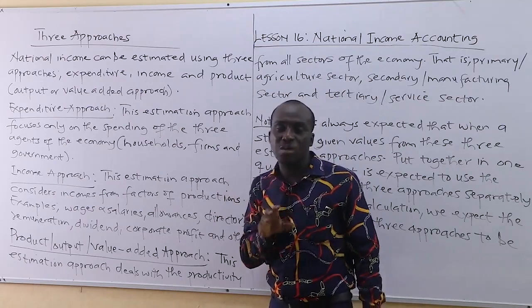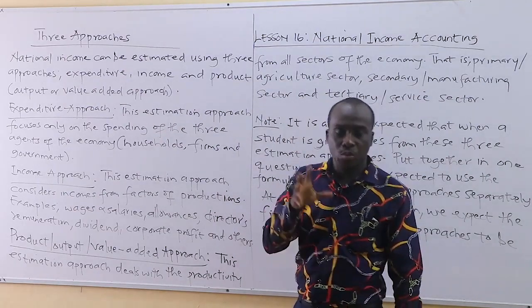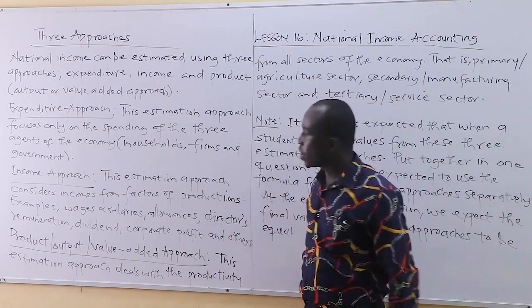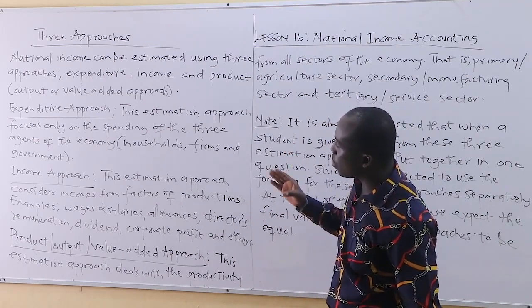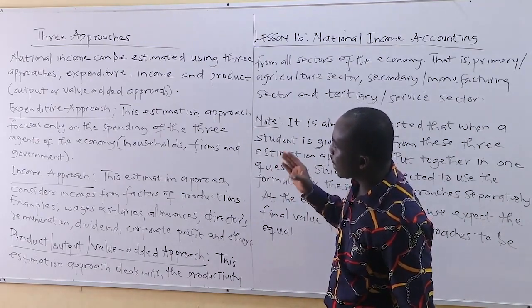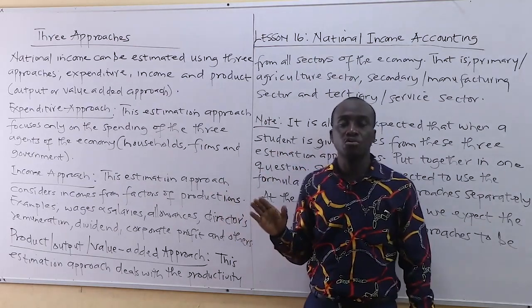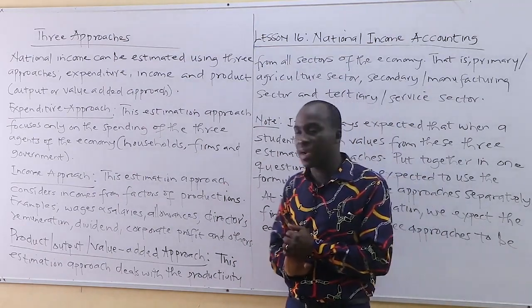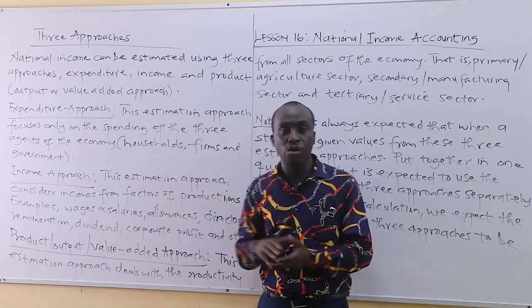Right? So later you're going to pick them one by one, look at the formulas, look at the calculations, we solve more calculations, give you some to try on your own. Let's look at the expenditure approach. This estimation approach focuses on the spending of the three agents of the economy: household, firms, and government. So when it comes to expenditure approach, every economy, as we all know, we have only three economic agents. We have the household, the firms, the government that encapsulates the whole economy.